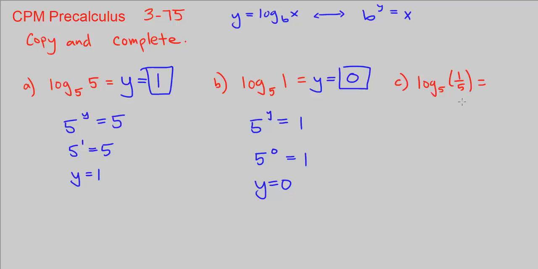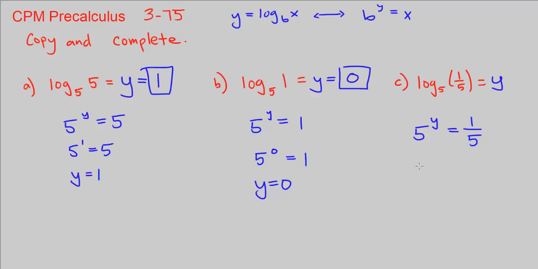Finally, part C, we have log base 5 of 1/5 equals question mark. So let's put a variable y there. This now looks like our original definition of logarithm. So we can rewrite this as the base, which is 5, to the power of y, is equal to what's in here, 1/5. So 5 to what power is equal to 1/5?